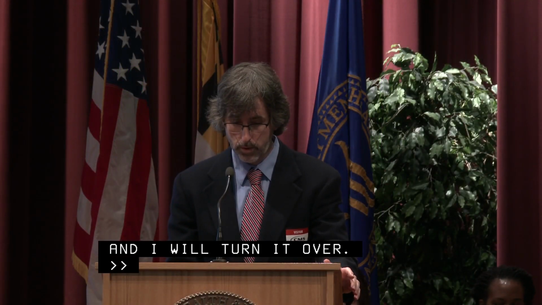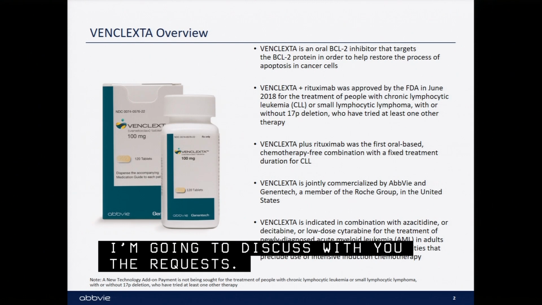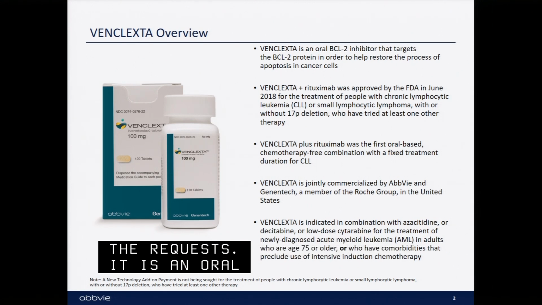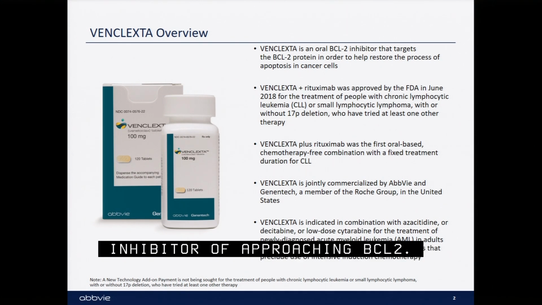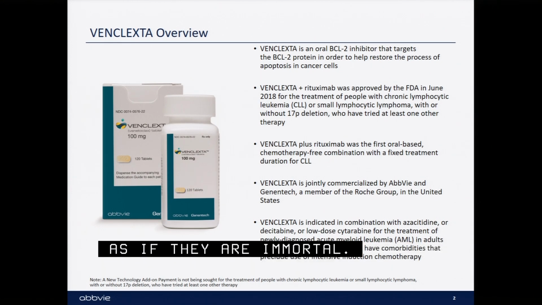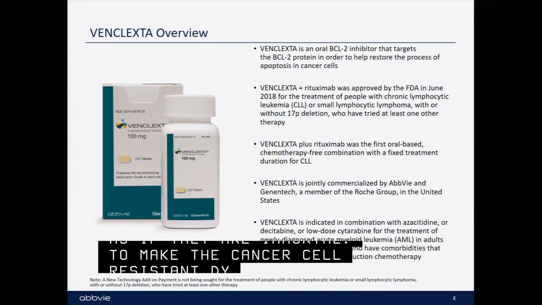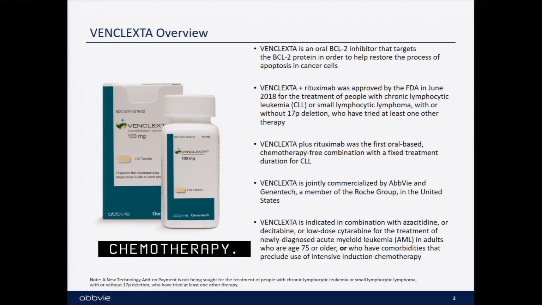I'm going to discuss with you the request regarding Venclexta. Venclexta is an oral tablet that's an inhibitor of a protein termed BCL2. BCL2 is a protein that in certain types of cancer cells essentially allows the cancer cells to behave as if they're immortal, to make the cancer cell resistant to dying, even when exposed to chemotherapy. Venclexta inhibits, or blocks the action of, the protein BCL2.